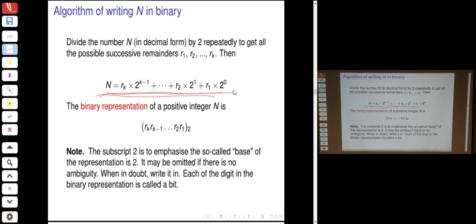Any questions? So the binary representation of a positive integer n is just r_k, r_(k-1), and so on, down to r_2, r_1. The subscript 2 here emphasizes that the so-called base of the representation is 2. It may be omitted if there is no ambiguity, and if there is any doubt, we should write it in. Each of the digits in the binary representation is called a bit, and this is more suited to how computers operate, for example.